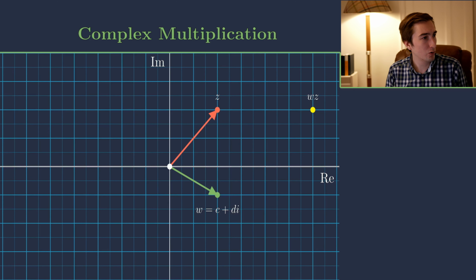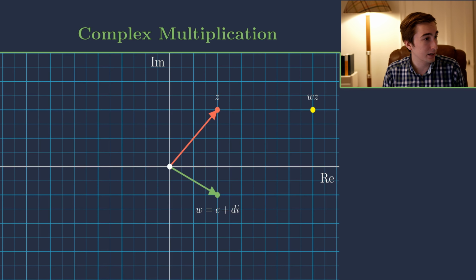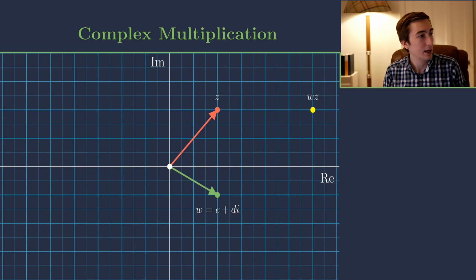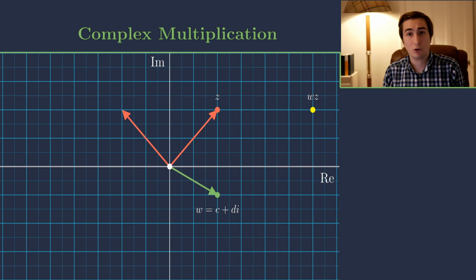But instead, is there a way in which we can get to this point w times z purely using the values of c and d and z? So we want to see, is there a way of constructing from these vectors a way of getting to w times z just using c, d and z? Well, starting along that line, let's first rotate this red vector by 90 degrees counterclockwise. Well, what is this vector? We should know what this vector is.